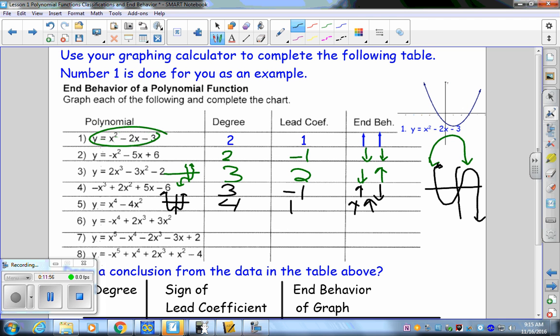All right, now I'm doing a negative x to the fourth. If you've noticed, we're kind of alternating. We're going through each example and we're alternating a positive lead coefficient with a negative. And you should be seeing a pattern here. If you're not already, go back and take a look at it.